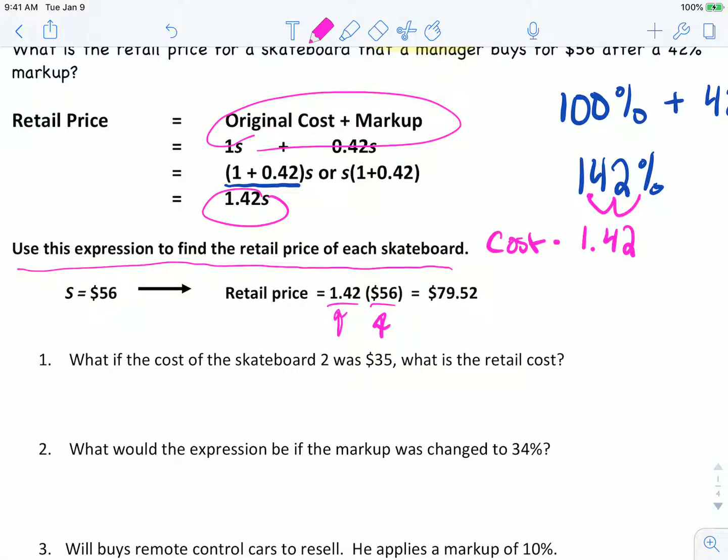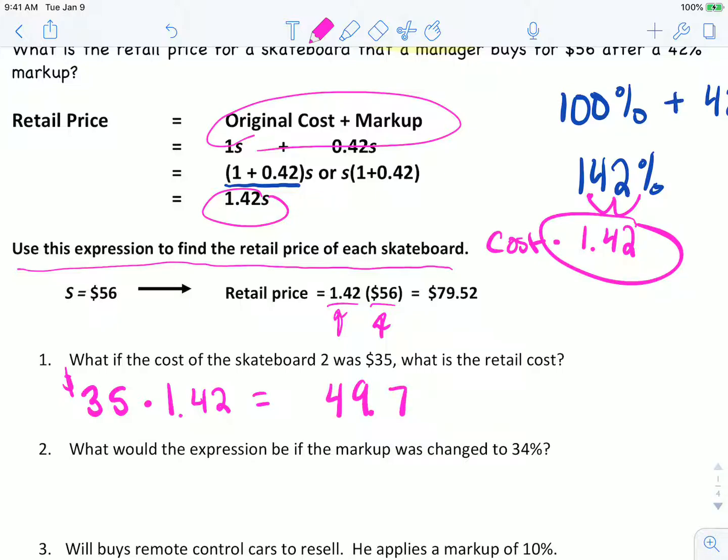What if the cost of the skateboard was $35? What is the retail cost? So now the cost is $35, and we're going to assume that the markup's the same because they didn't give me a new markup. So $35 times 1.42. And I get 49.7. What is 49.7? $49.70.